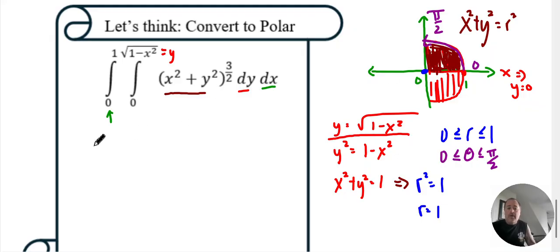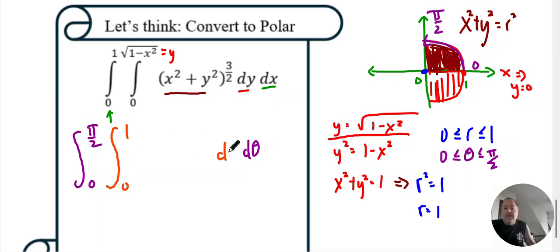We're always going to make theta our outside. So we start setting this up as the integral of, instead of 0 to 1, 0 to pi over 2, and that is going to be in terms of theta. Then we do the integration from 0 to 1, and that's going to be in terms of our radius. The other thing we have to remember to do is put in our extra r whenever we are doing conversions to polar.